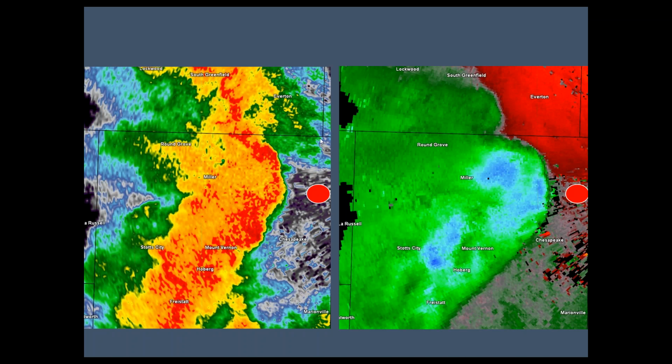Here's another example. Here's a strong squall line from Greenfield down to Miller, Mount Vernon, Freystadt. This is from August 19th of 2018. The radar is off at Springfield, off to the east. You can see from two views. You can see this bowing out here, northeast of Mount Vernon.